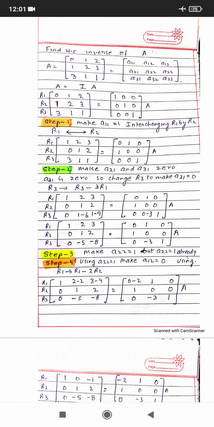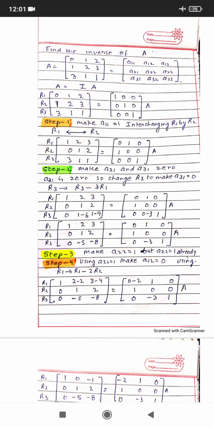Now we are going ahead with elementary row transformation in case of 3 rows and 3 columns. First, we have to consider a matrix. Matrix is [0, 1, 2; 1, 2, 3; 3, 1, 1]. Now this is nothing but A11, A12, A13, A21, A22, A23, A31, A32, A33. R1 is 0 1 2, R2 is 1 2 3, R3 is 3 1 1 on the left hand side.